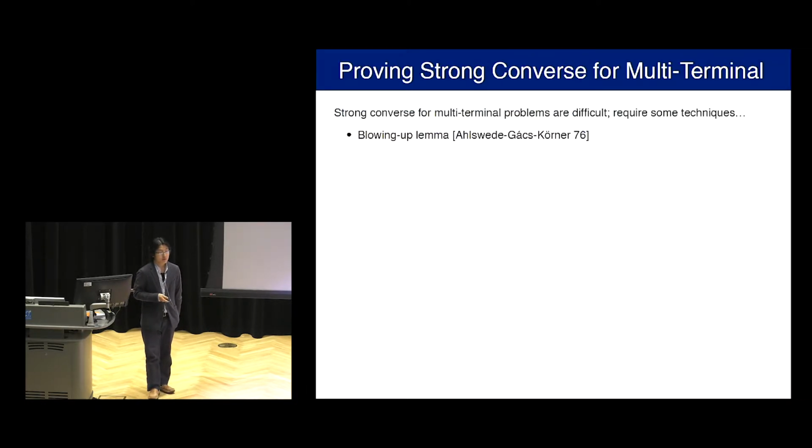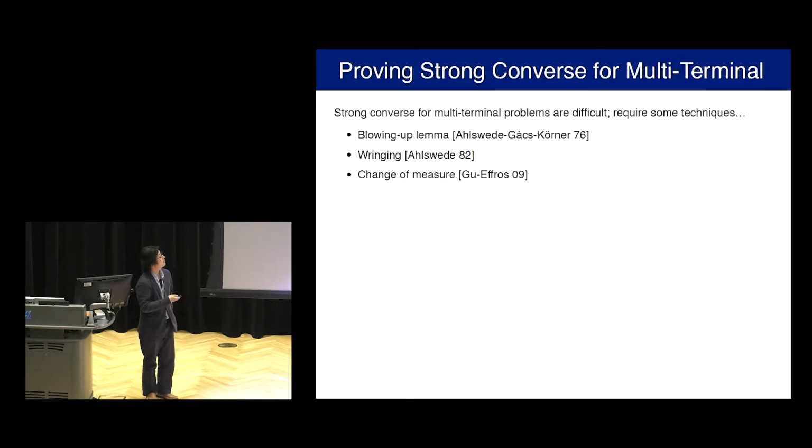Usually, proving strong converse, especially for multi-terminal problems, is very difficult, and we need some sophisticated techniques. For instance, Ahlswede-Gács-Körner introduced a technique called the blowing up lemma to prove strong converse for source coding with helper or broadcast channel. Ahlswede introduced a technique called wringing to prove strong converse for multiple access channel. So these are two classic techniques.